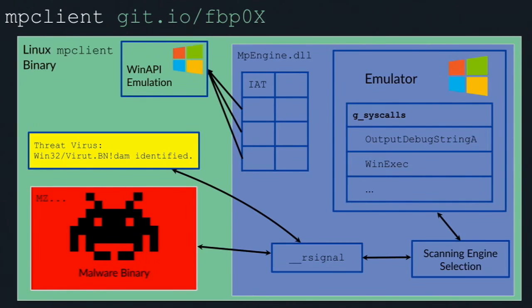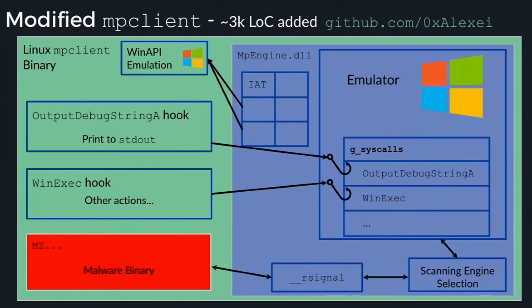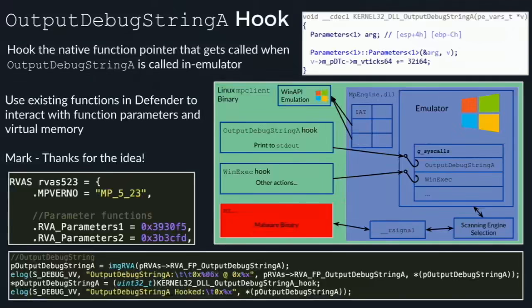Remember, this is the original diagram of Tavis Ormandy's loadlibrary tool that I showed you, where we have all this kind of stuff, and in particular the g_syscalls call table, which is a table of function pointers for functions that are called when various Windows APIs are called inside the emulator by the malware. I modified MpClient with about 3,000 lines of code, and in particular I hooked the g_syscalls table and replaced Defender's implementations of various OS API emulations like OutputDebugStringA or WinExec with my own function pointers. So let's see what that looks like.